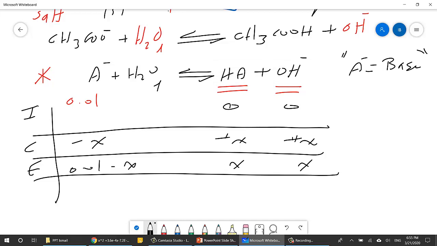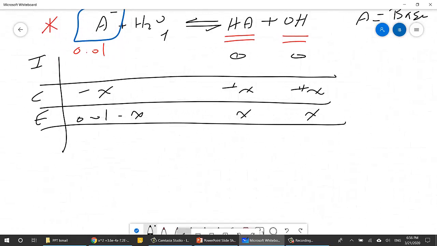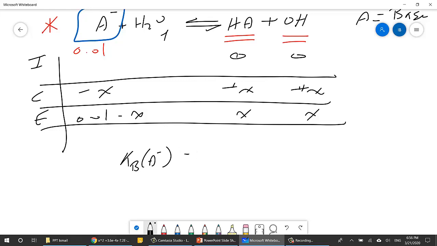Now, this is a base, it's not an acid. This one is a base, so you cannot actually apply the Ka for that. You apply the Kb equation, the Kb for the acetate ion, which is equal to x squared divided by 0.01 minus x. But what is Kb for the A minus? I'm not provided with that. I am provided with the Ka of acetic acid.